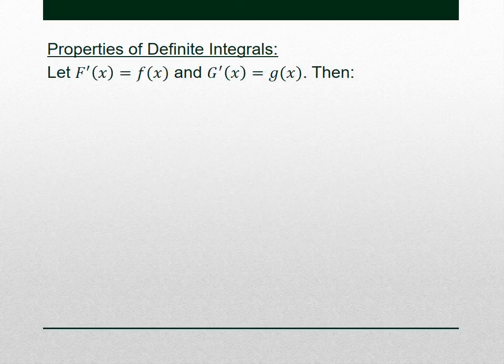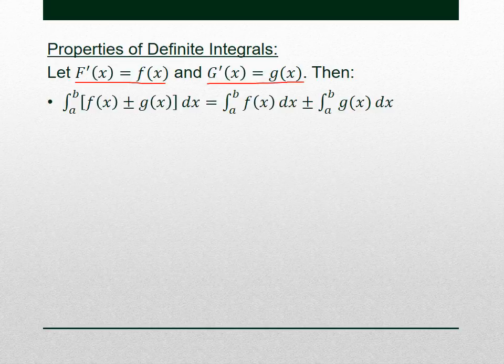For this property, we'll start with the same setup as before for f of x, and we also need a second function g of x. Then, if we're adding or subtracting little f and little g on the inside of this definite integral, we can add or subtract the definite integrals of the two functions where we take them separately.